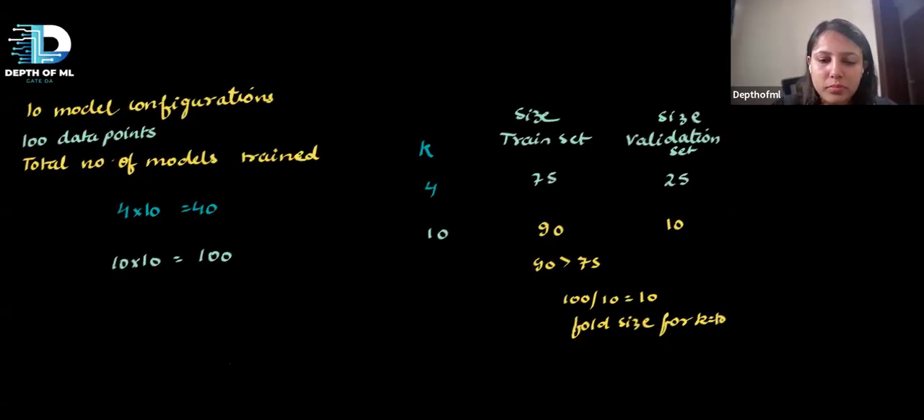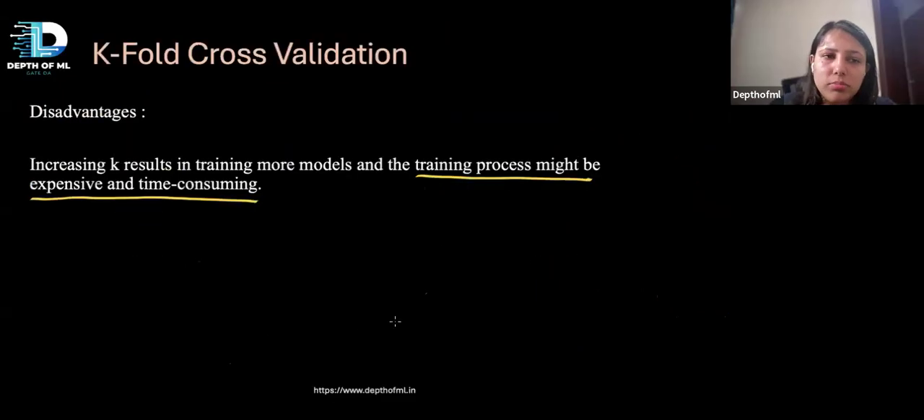Okay, this is the maths of CV. So there is a disadvantage that you have to train models multiple times and your training process can be expensive. So your GPU requirements will increase, the time that you're allocating to finalize one model will increase. So it comes with pros, as well as cons, right?